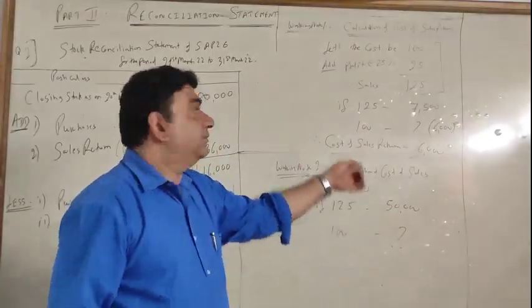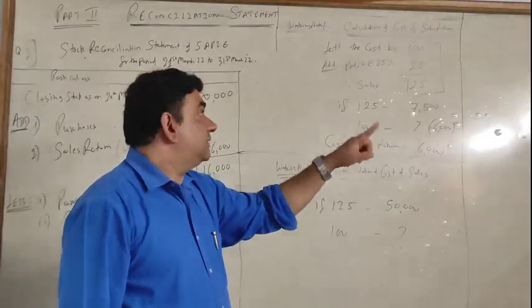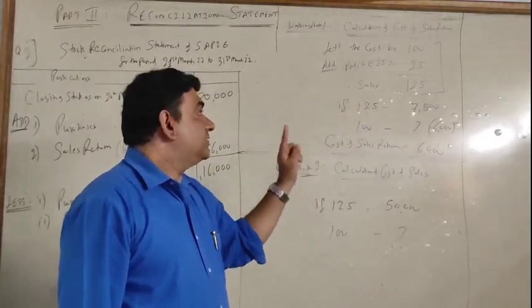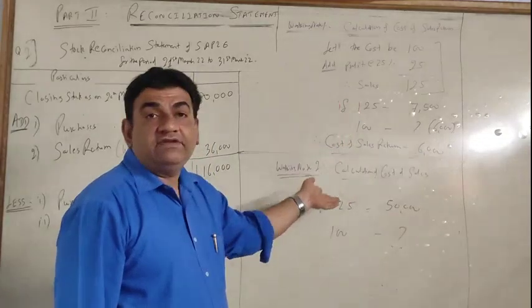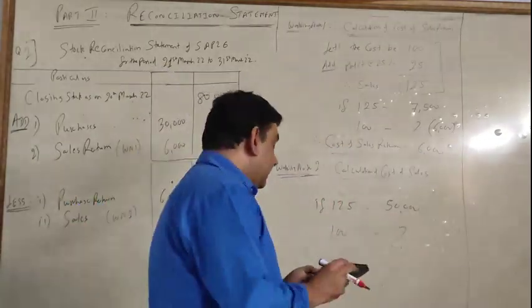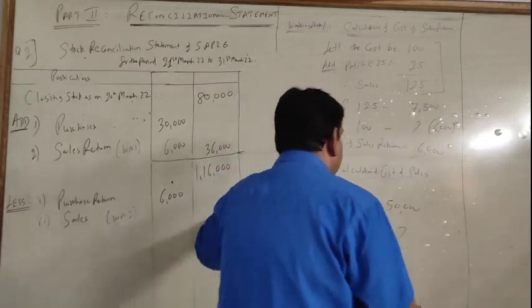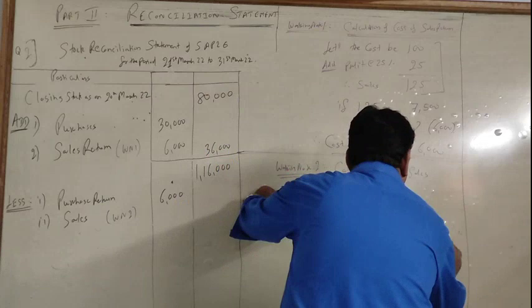No point in wasting time. Let the cost be 100. Add profit 25%, 25. 100 plus 25, 125. That will be the same thing. Okay? Substitute 50,000 and get the answer. 50,000 into 100 divided by 125 gives you 40,000.